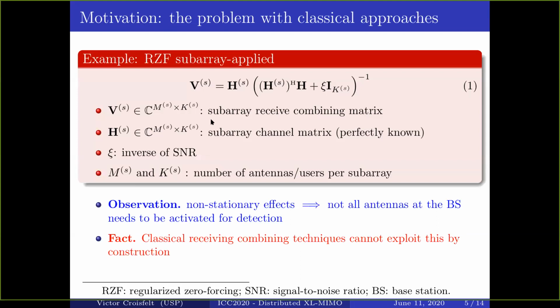We basically want to exploit this notion to save energy when performing signal detection. The main problem with classical massive MIMO receive combining schemes like regularized zero forcing applied on a subarray basis is that we cannot exploit straightforwardly the physical consequences of visibility regions. This leads to high computational complexity, that is high energy consumption, basically, and an inflexible way to deal with the problem that we are trying to solve.